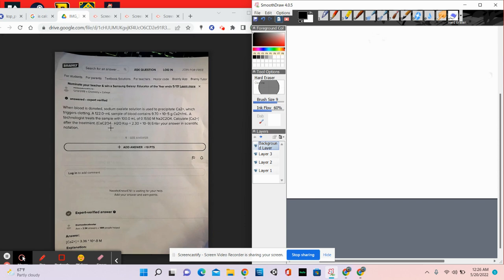Calcium C2O4, so calcium oxalate. The Ksp value for that is 2.3 times 10 to the negative ninth, and here answer in scientific notation. All right.